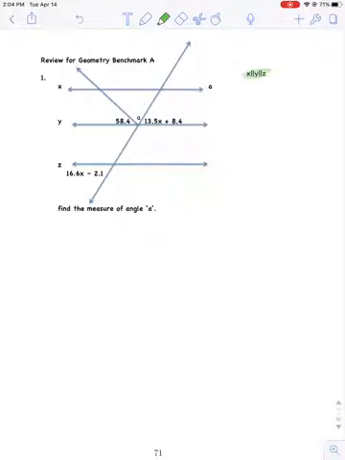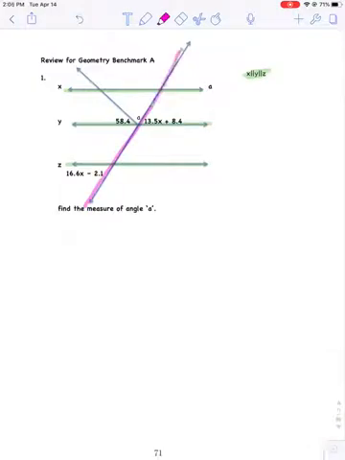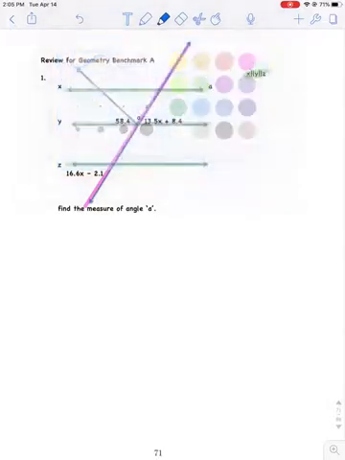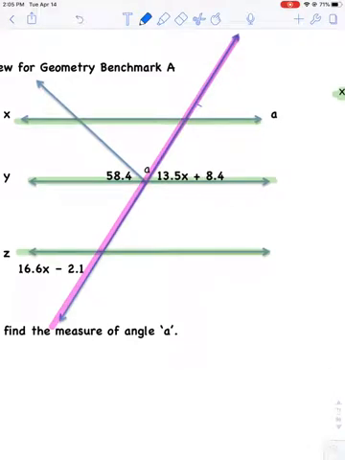It's telling me over here that X, Y, and Z are all parallel lines. So here we go. So I can see that there's a transversal that cuts through all of them right here, which means I see three different clusters where things are going to be equivalent to each other. So I can demonstrate that here.